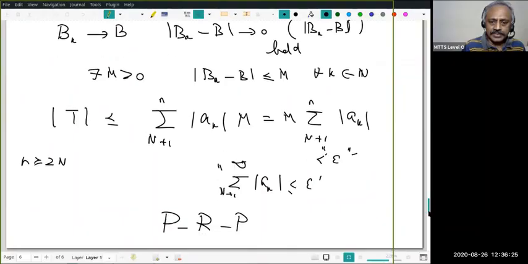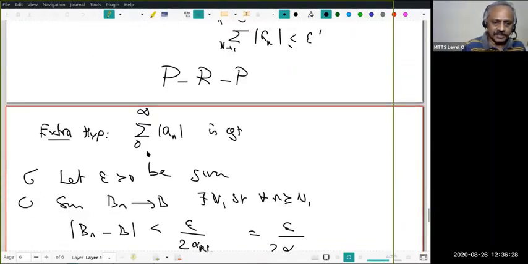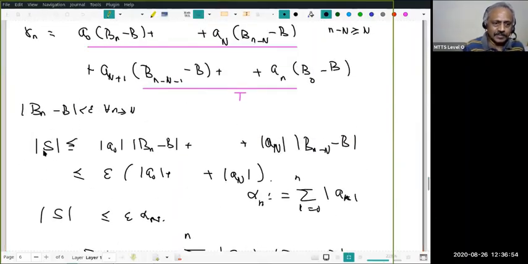Since I made an extra assumption that the series summation mod a n is convergent, let the sum of the series from 0 to infinity be alpha. Now let's look at whatever n you give me: what is the relation between alpha n and alpha? In the beginning of the lecture, I already said alpha n is always less than or equal to alpha. You understand that? Therefore, let's go back. What is the estimate for mod s? Whatever capital N you took, mod s is less than or equal to epsilon times alpha n, but that is less than or equal to epsilon times alpha.